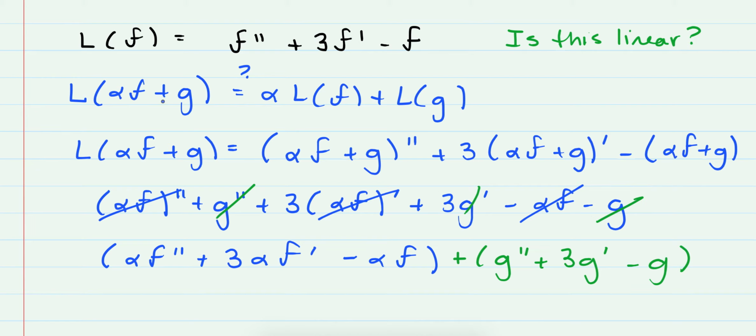Notice that each one of these has an alpha, so I can pull that out, and that's L of F plus L of G. So this is a linear transformation. The interesting thing about this, and we're going to learn this in the next video, is that all linear transformations can be represented as a matrix times a vector.